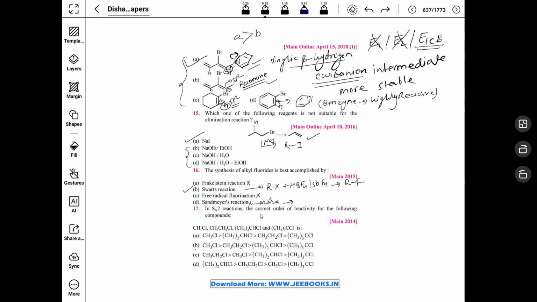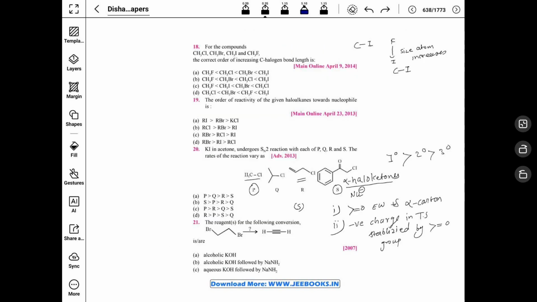Now 17. In SN2 reaction, the correct order of reactivity of the following compounds. SN2 reactions follow this order: primary alkyl halides are more reactive than secondary and then tertiary. So we have to see the correct option. CH3, methyl, should be first. Out of these two we have to choose, and then this is the primary, here is the secondary, and after that secondary, and then tertiary. So the correct answer will be B.